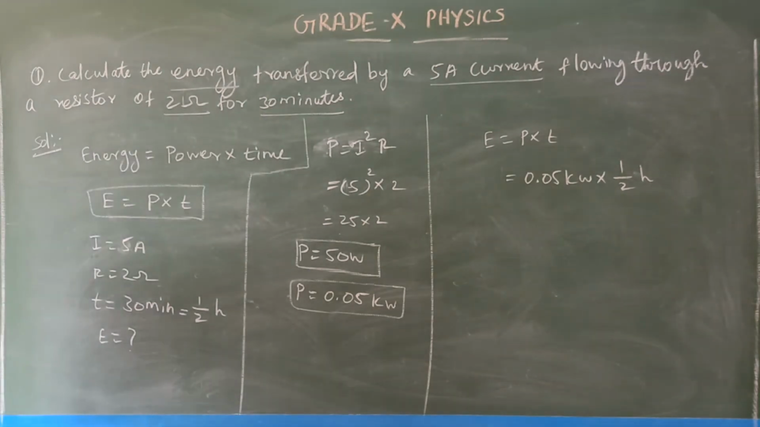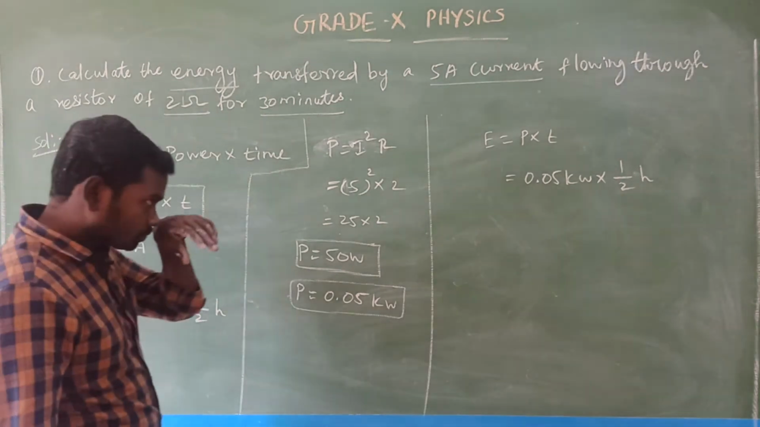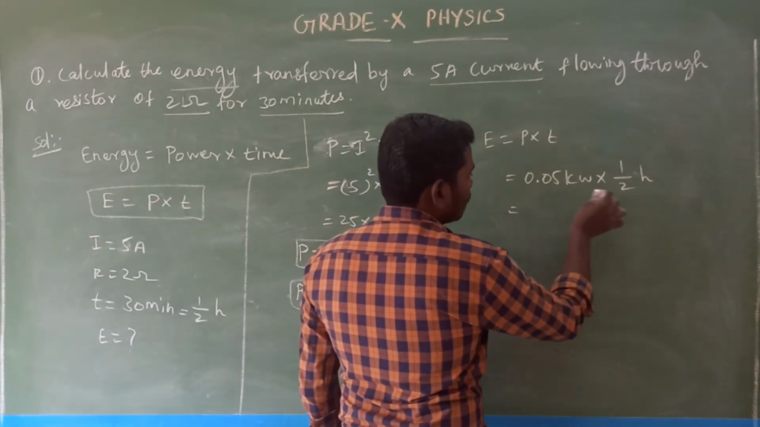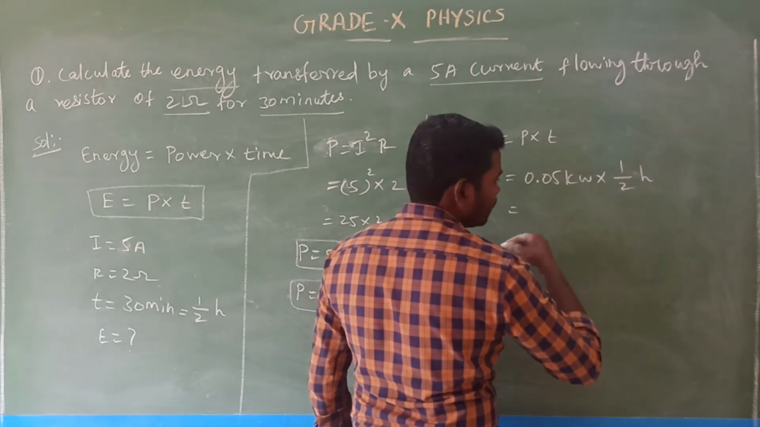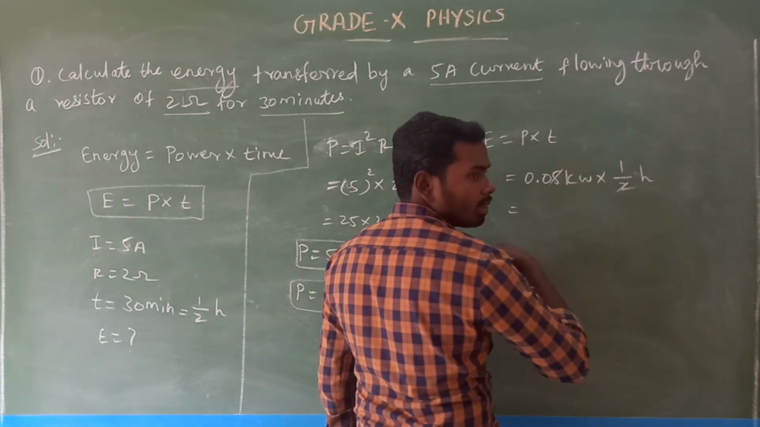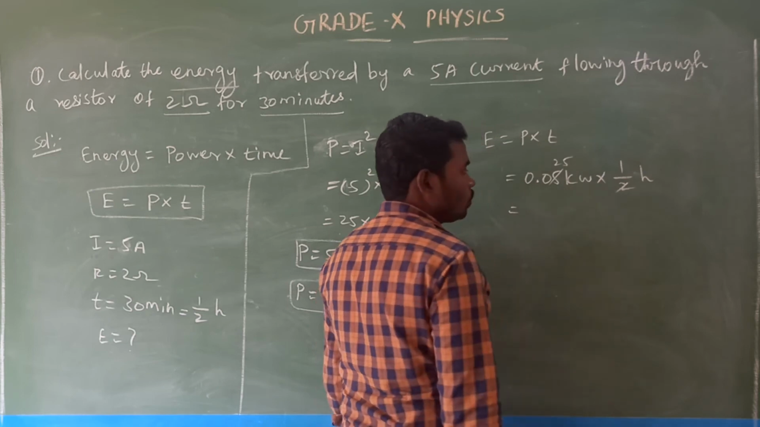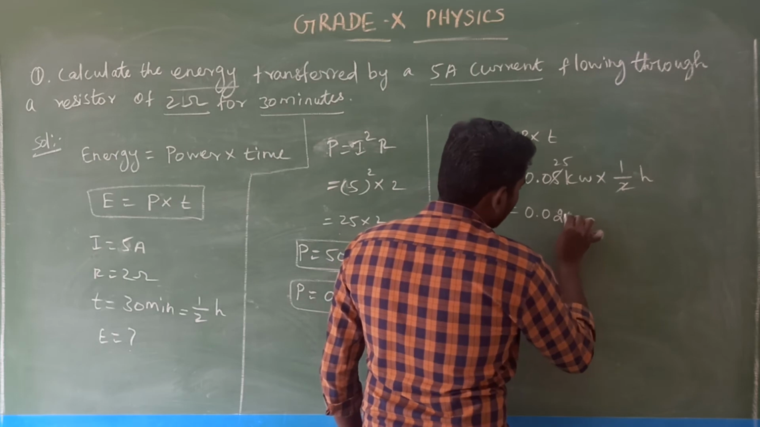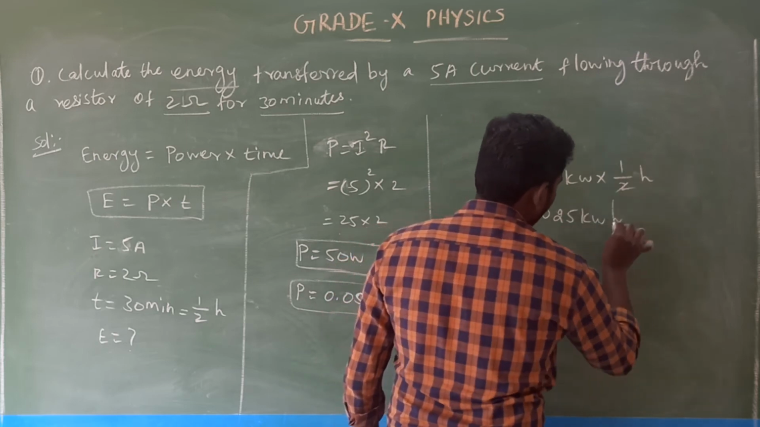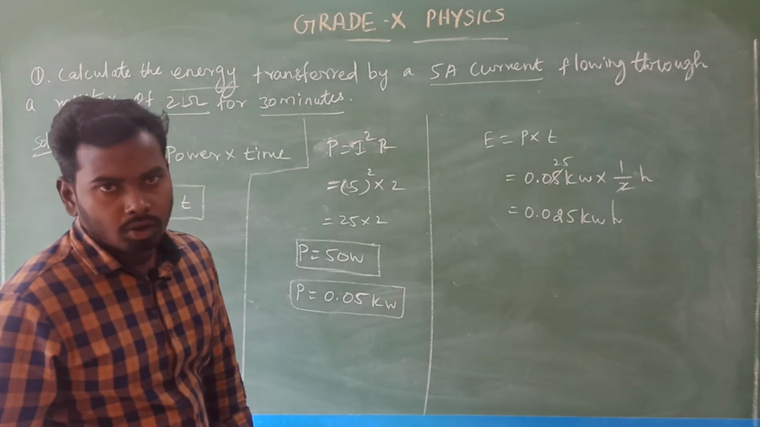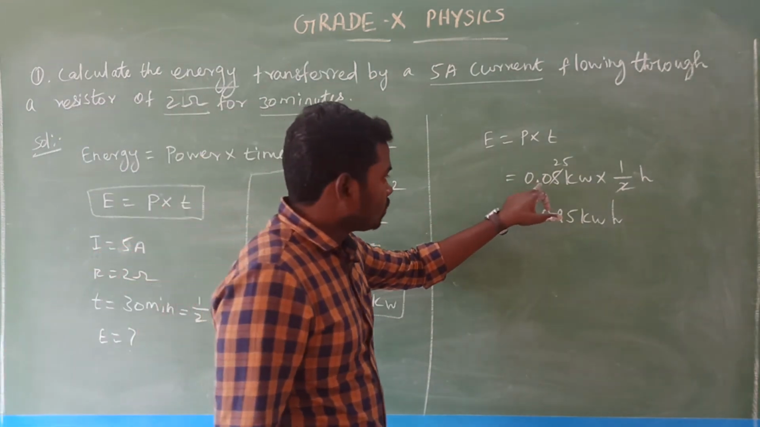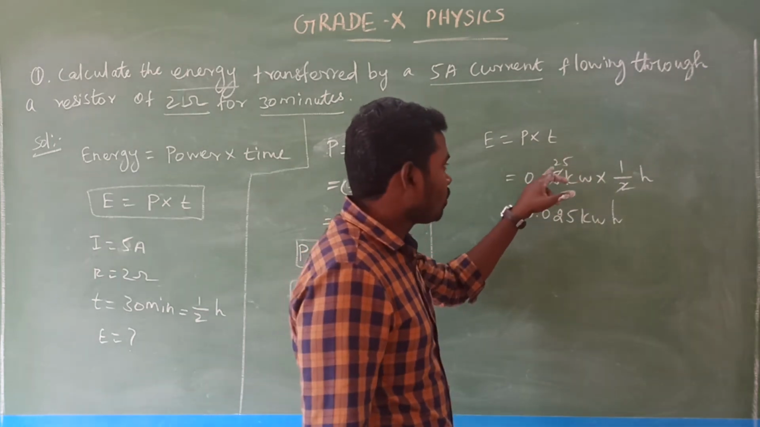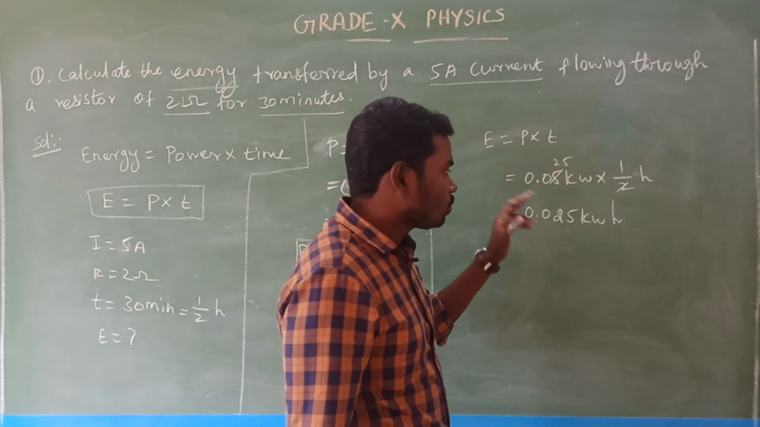It's a very easy one, so you don't get confusion. What will be the value here? Here you again divide that. That will be equal to 2.5. So here the value will be 0.025 kilowatt hour, because 0.05 divided by 2, if you further divide, that will be 25, which is equal to 0.025 kilowatt hour.